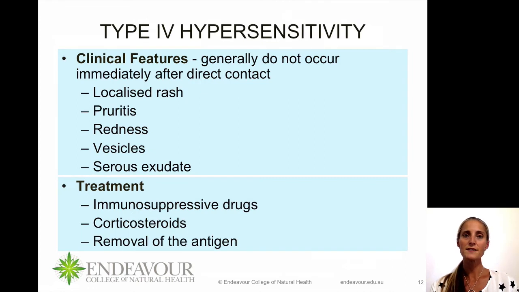The clinical features, as you saw in that picture just a couple of slides ago, you can get those vesicles. You can see those blistery looking bumps on the skin. So you often see these in eczema and in herpes simplex breakouts as well. They're very small blisters in the skin that contain a clear serous fluid. You can see a localized rash, pruritus, which means itching. You see redness and serous exudate as well. So they can weep, shall we say. Treatment: corticosteroids, removal of the antigen, and in more severe cases, immunosuppressive drugs.